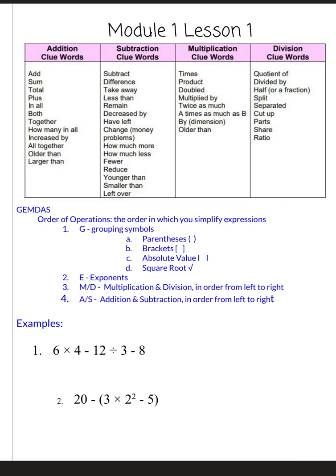After exponents, we're going to do multiplication and division. Remember, multiplication and division is from left to right, so whichever one comes first, you simplify. And then addition and subtraction, again, from left to right, whichever one comes first, you simplify that part first.